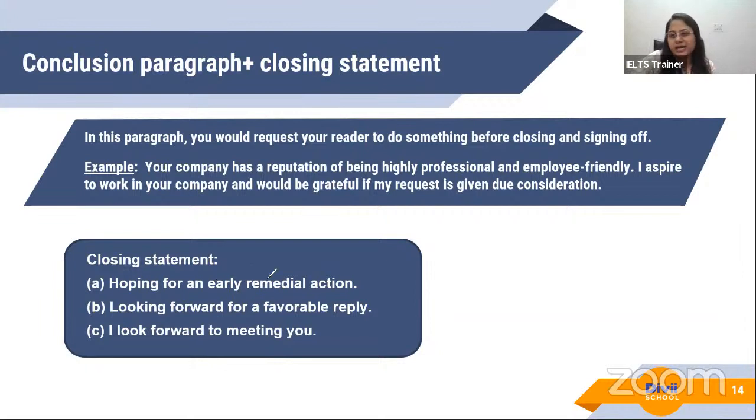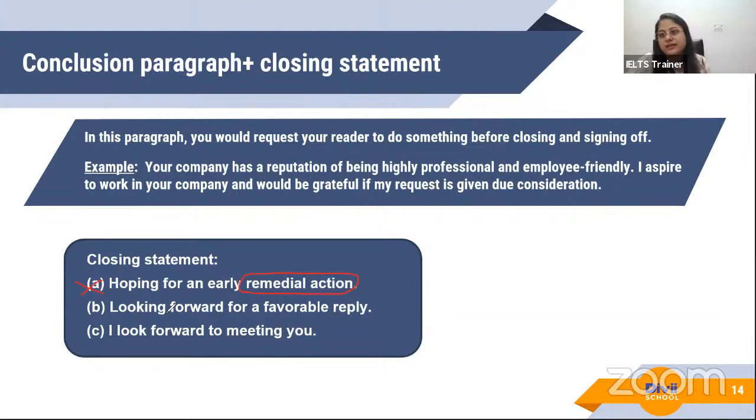I think I should go for A, because some remedial action is going to be considered, or not. I don't think so. What do you think? You have not complained about something, so some remedial action is not going to be taken. It's not like that, so obviously we will not be considering this. Then we have looking forward to a favorable reply. Yes, this is somewhere suitable.